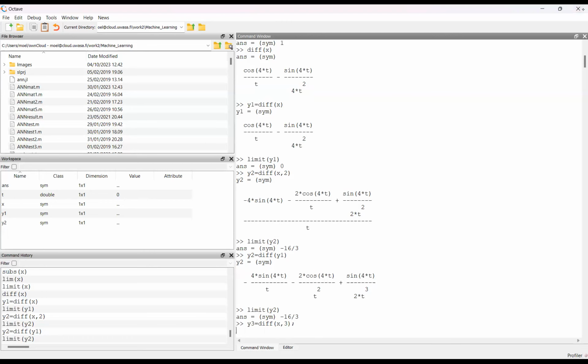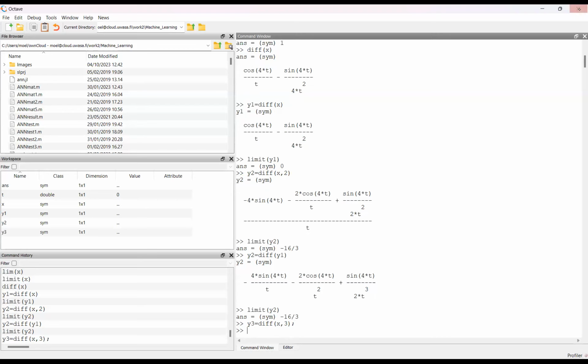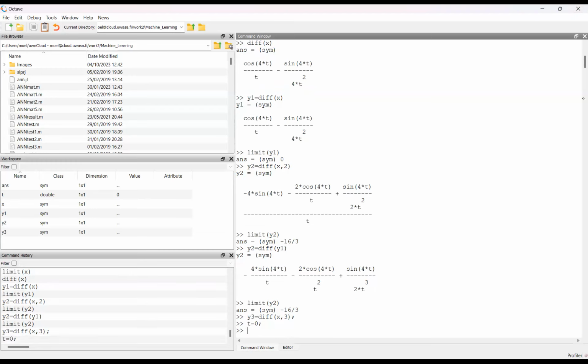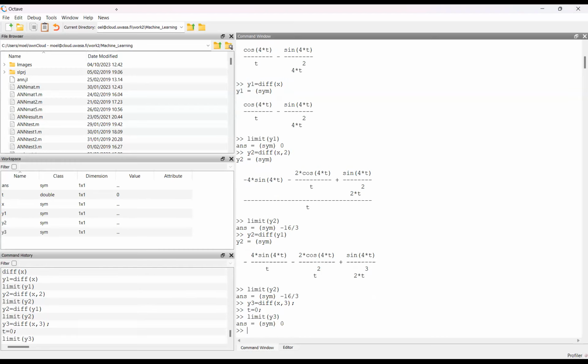And then I take again the limit. Maybe I need to define the limit around what? The limit around 0 equal to 0. Then the limit of y3 gives you 0. So the expectation of x cubed is equal to 0, and this is correct.